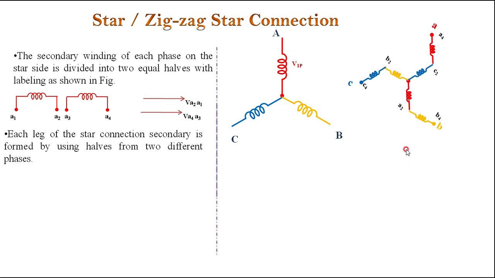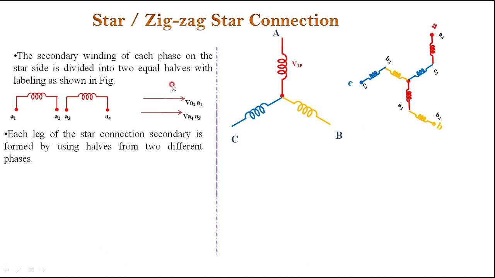Then the secondary: I have got here A2, B2, C2, half of the A, B, C windings. To the tip of each of these half windings I am adding, for example, for A2 I am adding half of B, for B I am adding half of the C, for C I am adding half of the A. Then what I am getting here, A, B, C, are the lines of the secondary winding.